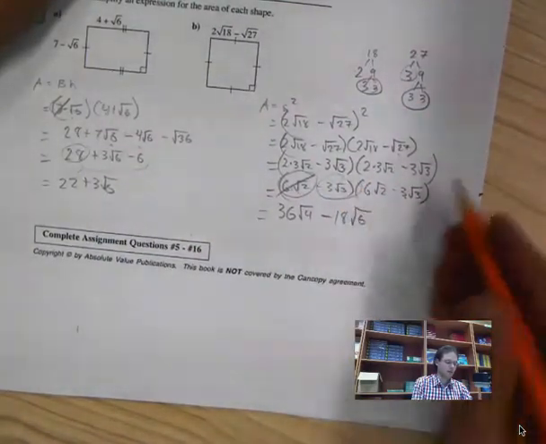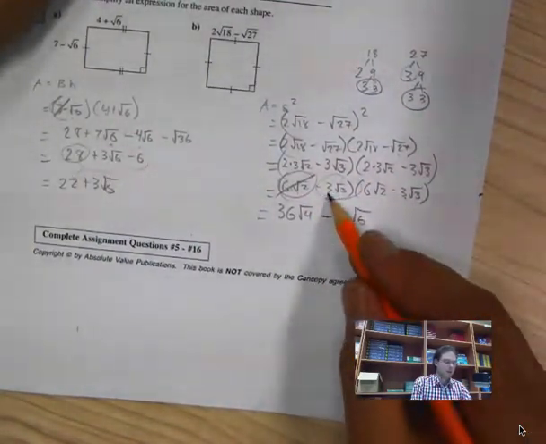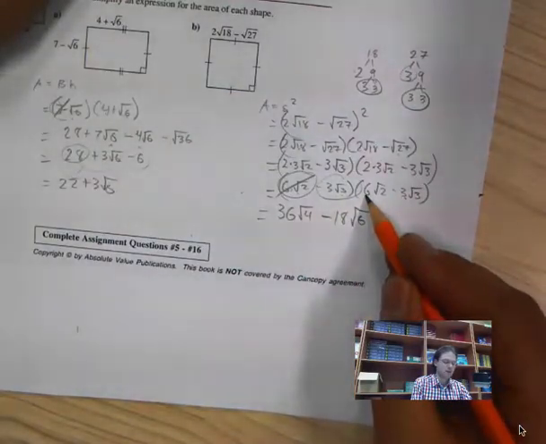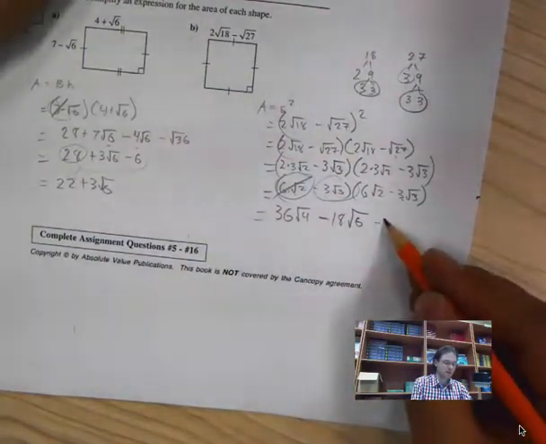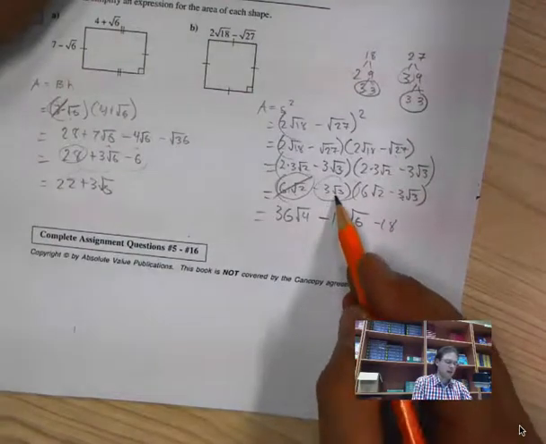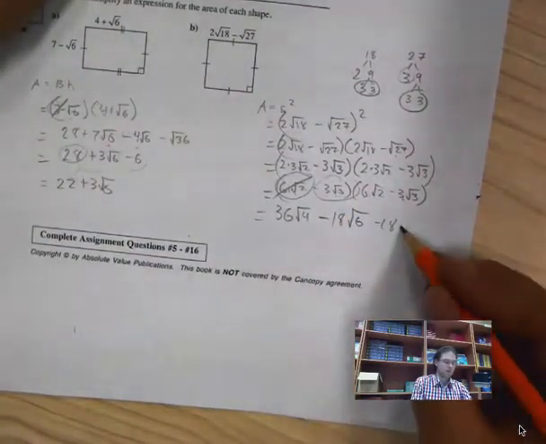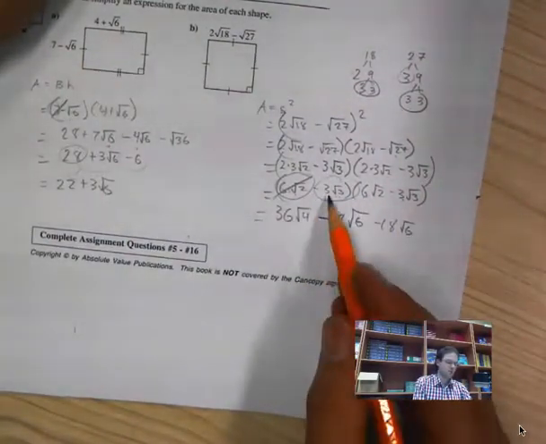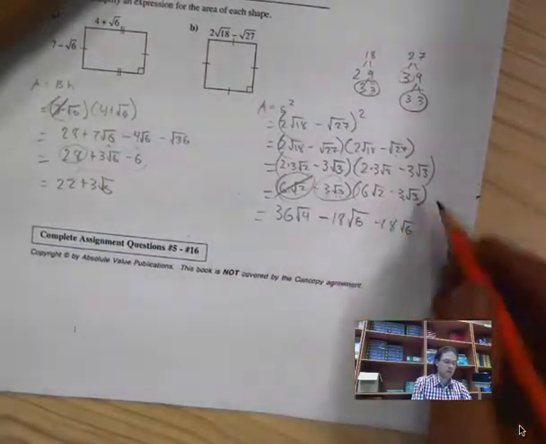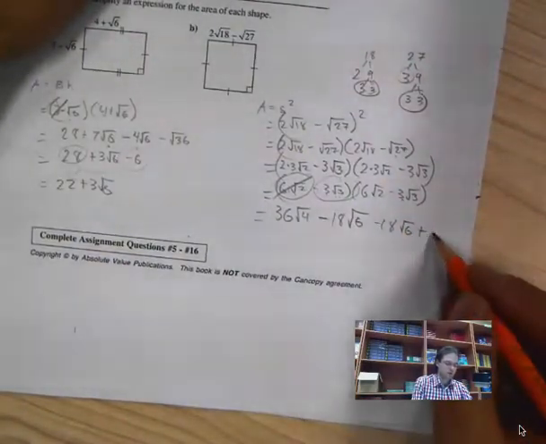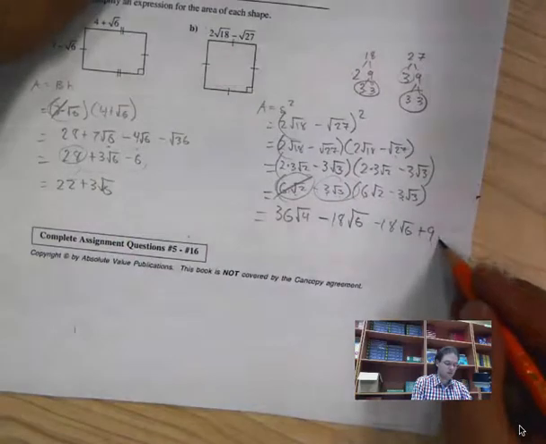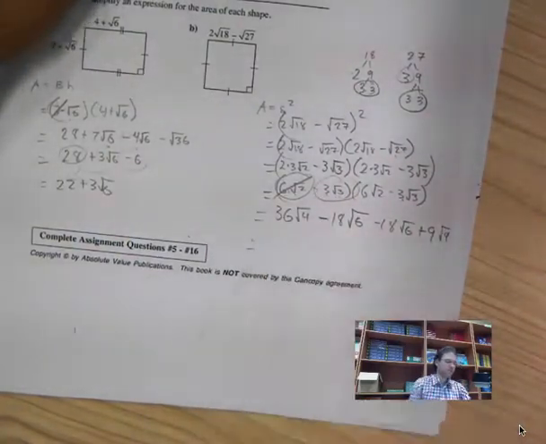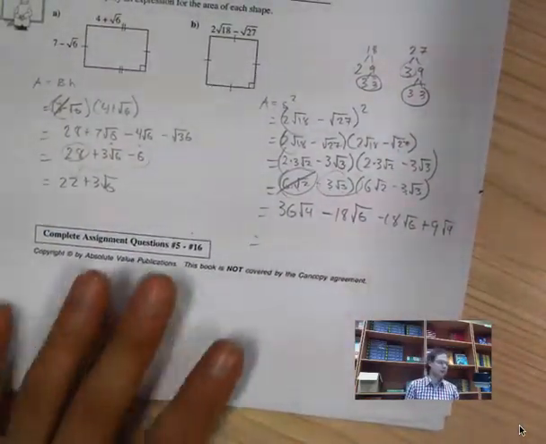Now we have to look at this guy, and he's negative. So negative 3 root 3 times 6 root 2. So that's going to be negative 18 again, and root 3 times root 2 is root 6. And then we go this multiplied by that. They're both negative, so that's going to give me a positive. 3 times 3 is 9, and we have root 9. Okay, so let's see what we end up getting now.